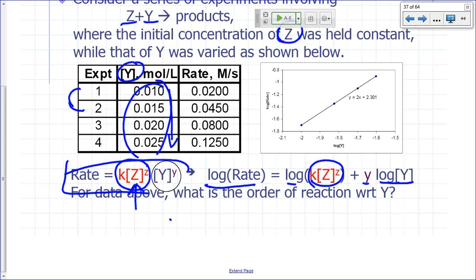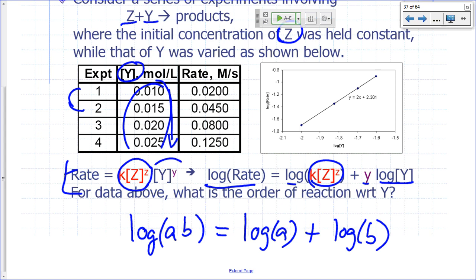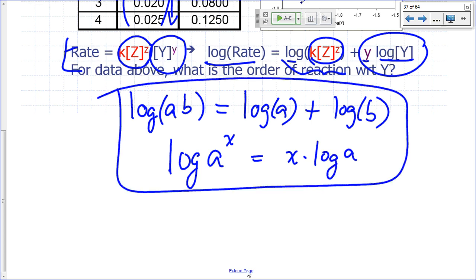If you recall, what did we say? Okay, another review of logarithms. Log of a product of 2 numbers: log of a times b would be log of a plus log of b. So the log of this product would be equal to log of this plus log of that. And this is log of y raised to the power y. So these are very important identities for you to remember. Log of a to the power x is the same thing as x times log of a. Okay, so you need to remember this.